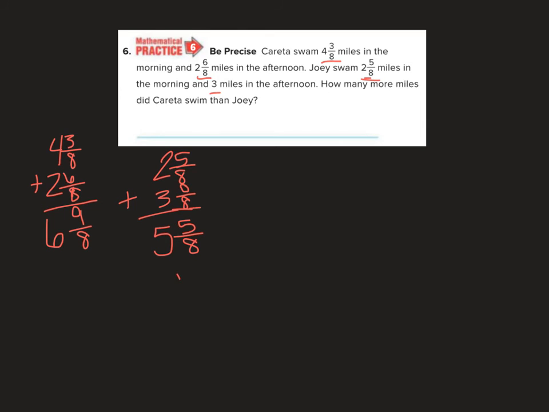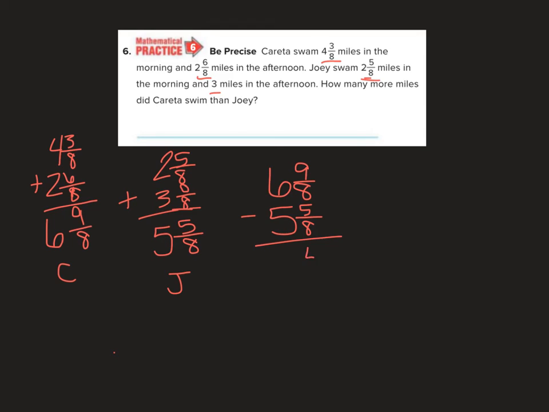Now, this is Joey and this is Coretta. Now I need to find how many more miles Coretta swam than Joey. So now I'm going to be subtracting. 6 9/8 minus 5 5/8. Now notice that paid off, because I was going to take my whole out of 9/8 and add it to the 6, and then I would have had to take it back out. So it's really beneficial to wait until the end to change mixed numbers, get rid of improper fractions, that sort of thing.